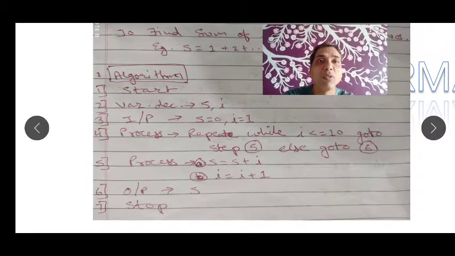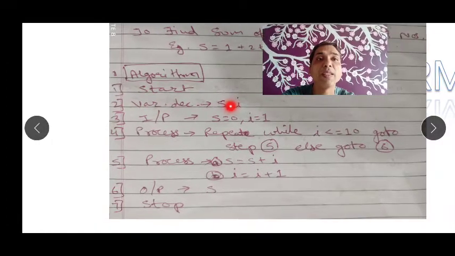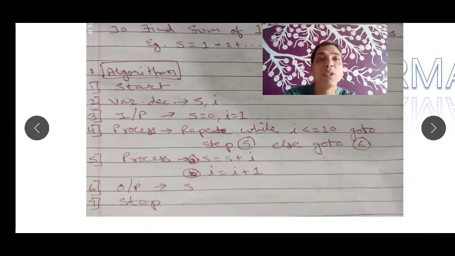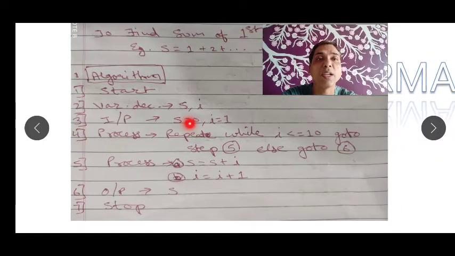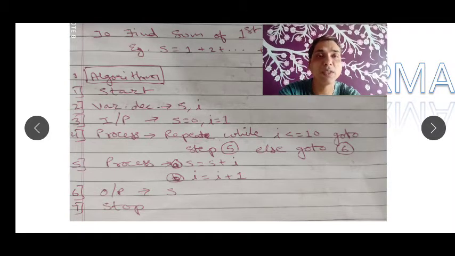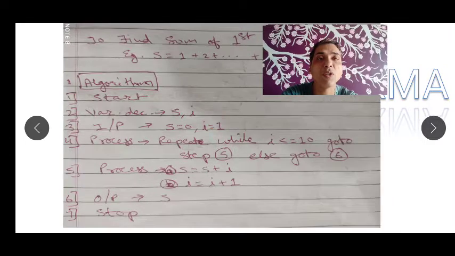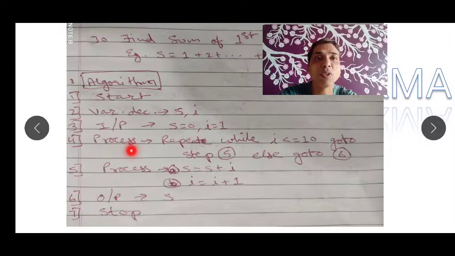Let's start the algorithm. So start, variable declaration. We are having s and I. Can you see input? We have to input two things, that is s is equal to 0 and I is equal to 1. We also call them initialize. So we will be initializing s is equal to 0 and I is equal to 1. Process is the next step.